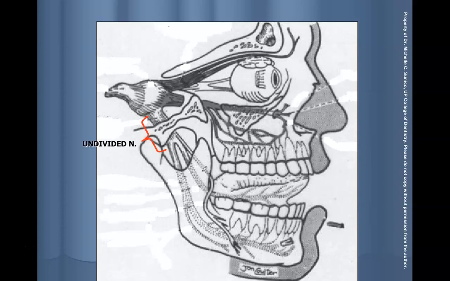So this is the undivided nerve. As you can see, there's only one trunk, and then it divides into a small anterior trunk and a large posterior trunk, where now we call it the divided nerve. Okay. So this is again the undivided nerve, and short as it may be, it still has several branches.